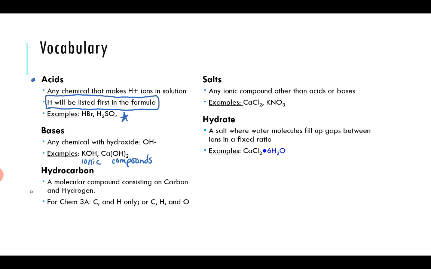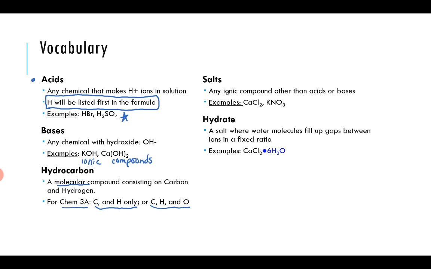Next up, we have hydrocarbons. Hydrocarbons are molecular compounds, meaning they are all nonmetal elements, consisting of carbon and hydrogen. For the purposes of Chem 3A, which is your course, the strict definition is only carbon and hydrogen, but if you see something that's carbon, hydrogen, and oxygen, it's okay for Chem 3A to still call it a hydrocarbon. Because we're in Intro Chem and we don't need to nitpick about definitions here.